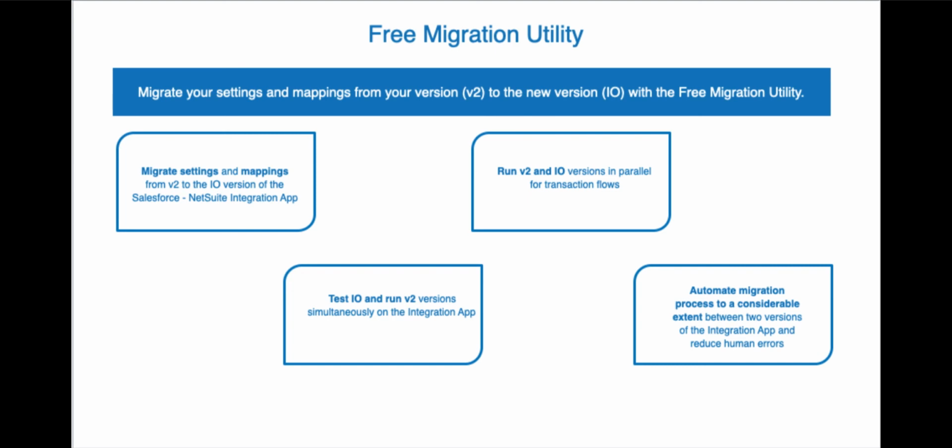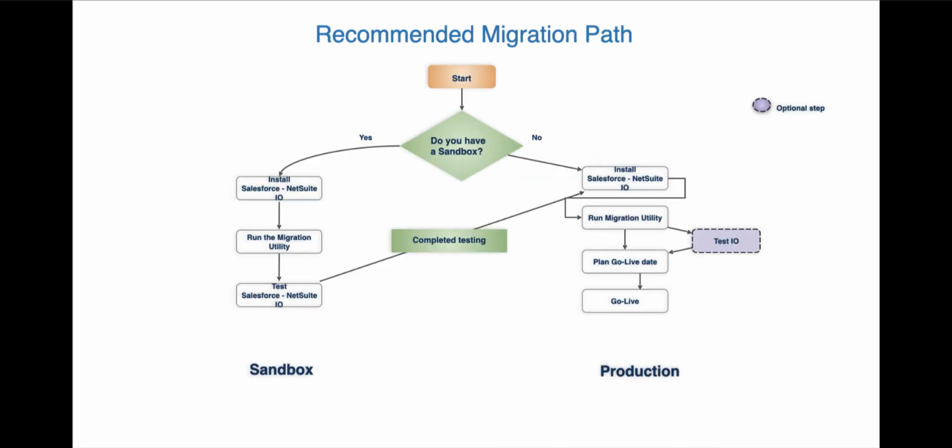If you're ready to start migrating, we are offering a free migration utility that gets you most of the way there by automatically migrating mappings, flow settings, advanced criteria and lookups from the previous version to the new version of the app. With the migration utility, you can test your integration by running your current version and the new versions in parallel. You can go live once you're confident that your new integration is 100% validated.